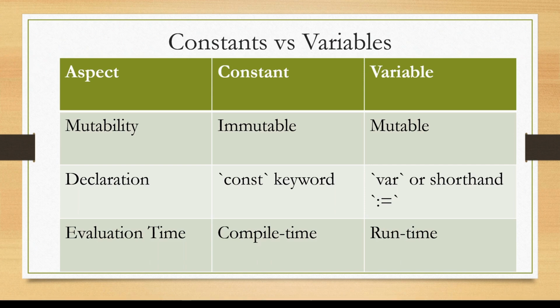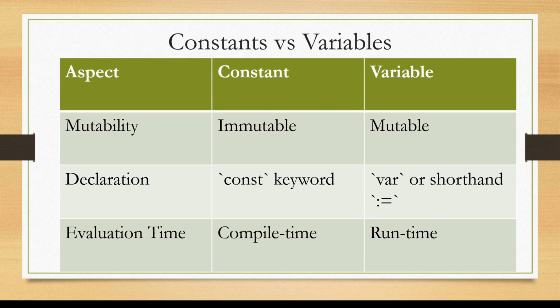So first aspect is mutability. So here's the main difference. Constants are immutable. That means once you give them a value, you cannot change it later. It's fixed. Think of it like your Aadhaar number. Once assigned, it never changes. On the other hand, variables are mutable, which means you can change their value anytime in your program. Like your bank account balance, it keeps updating.